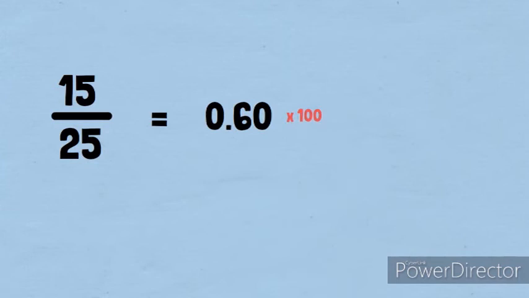Let's look at some examples. 15 by 25. 15 divided by 25 is 0.60. Now multiply times 100. To multiply times 100, move the decimal point 2 times to the right. That gives us 60. So our answer is 60%.